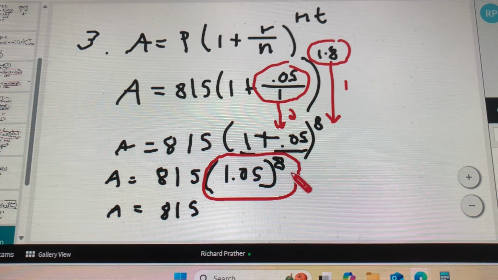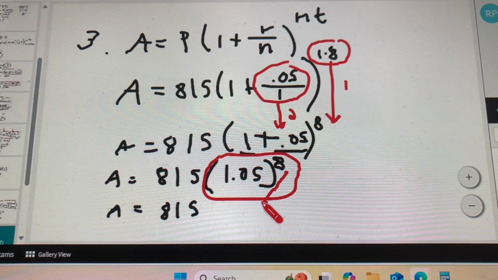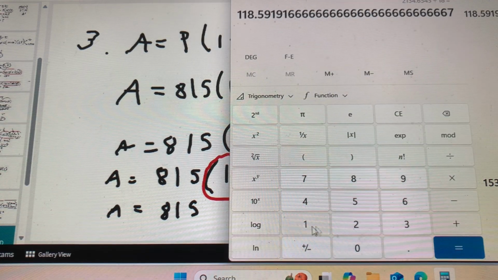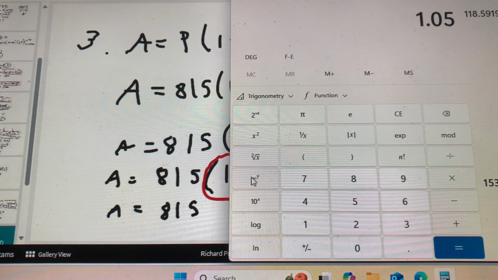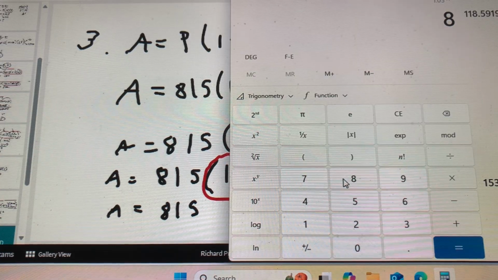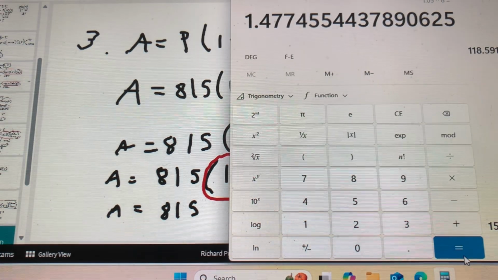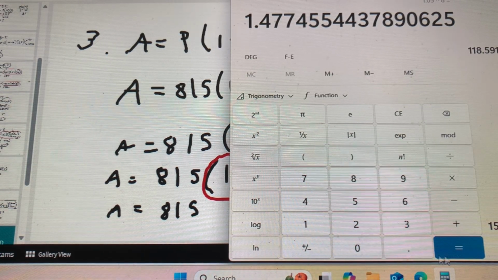So step 3 is the 1.05 to the 8th power. This is why it's good to have a calculator that has an exponent button. 1.05 raised to the 8th power. Otherwise, you have to type 1.05 times 1.05 times 1.05 eight different times. So you physically could do it, but it gets painful after a while.